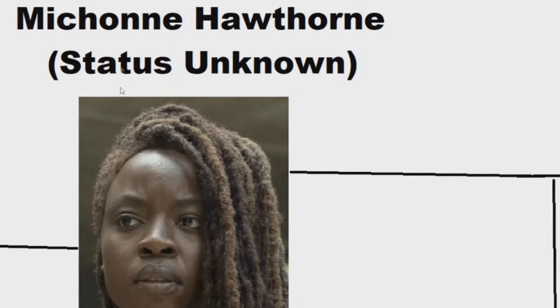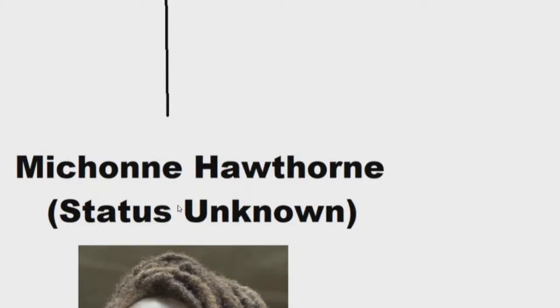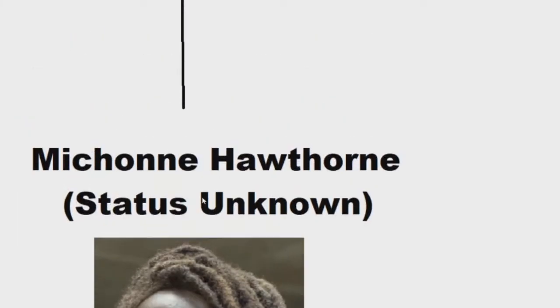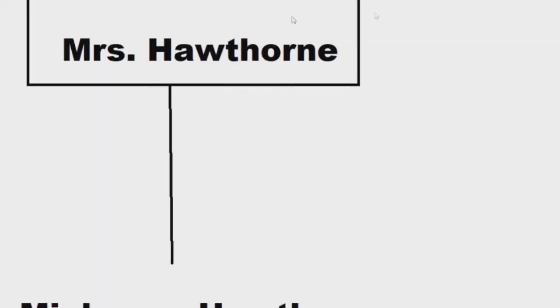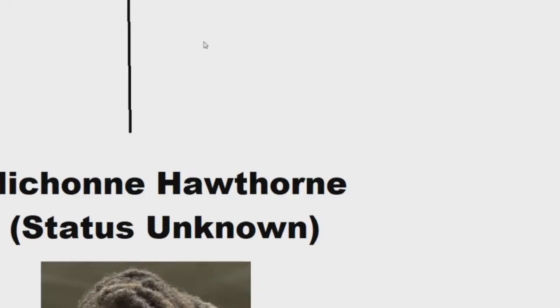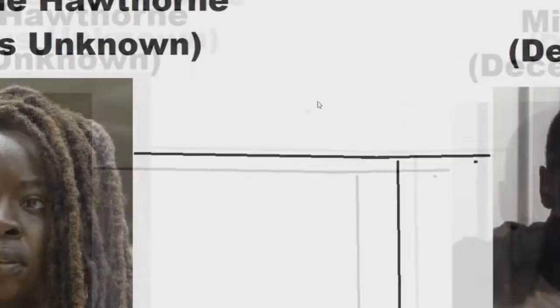So going to Michonne's line, I thought we would have a look at hers. Now again, her status is unknown. She will be in the movies, but we haven't seen it yet. So going up, we of course have Mrs. Hawthorne. She does mention her mother. She doesn't mention her father, but I imagine there is a Mr. Hawthorne too. Now, of course, Michonne had a relationship with a guy called Mike.